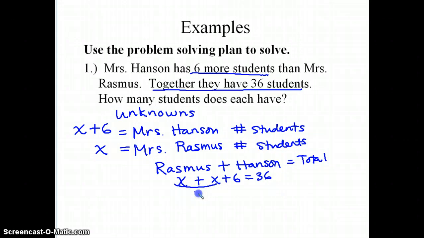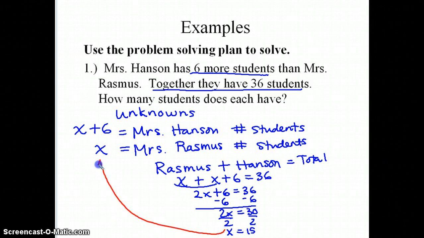I'll combine my two like terms, so 2x plus 6 is equal to 36. I will subtract 6 from both sides. 2x is equal to 30. And I will divide by 2 on both sides, leaving me with x is equal to 15. I now can take that answer and come back up here to where I defined items. Mrs. Rasmus has 15 students, where Mrs. Hansen has 15 plus 6 students, so I know that Mrs. Hansen has 21 students.